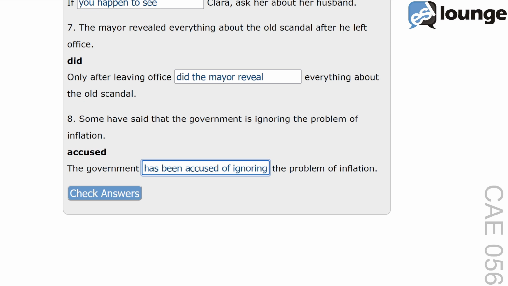The phrase "has been accused of ignoring" indicates that there are accusations against the government for not addressing a problem. This structure is used to show a passive voice statement. Another example, "He has been accused of breaking the law."